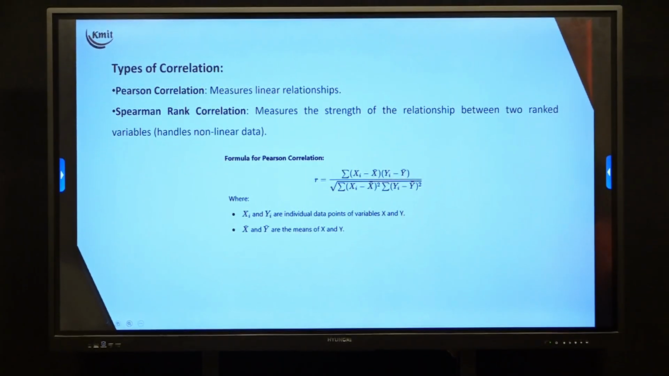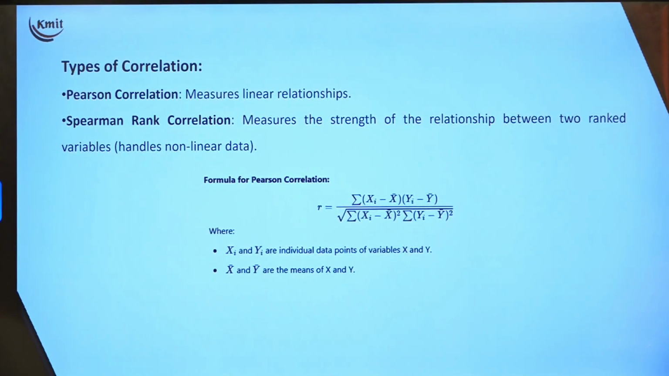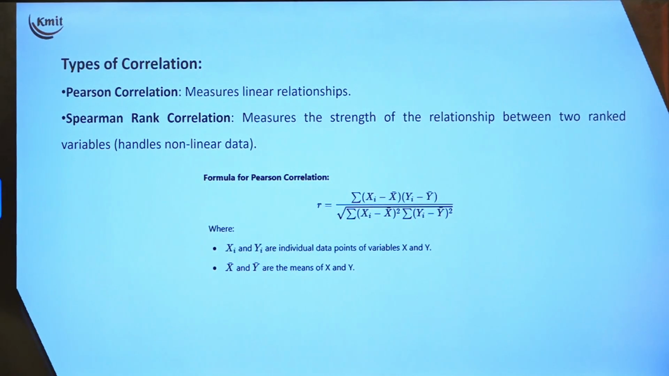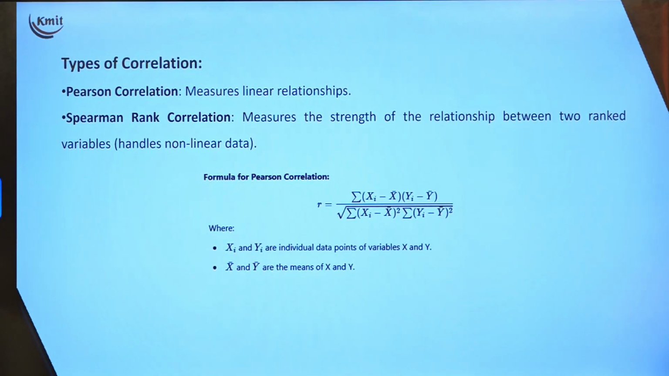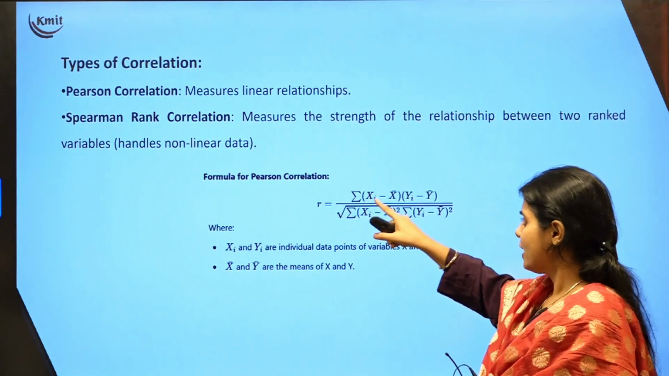We have different types of correlation. Most probably we'll be talking about Pearson correlation and Spearman rank correlation. In machine learning, most of the time we'll be using Pearson correlation. This is the formula. Pearson correlation is represented by R, and this is the formula.